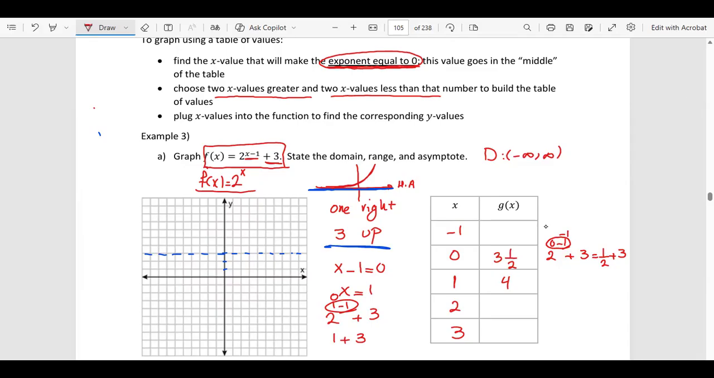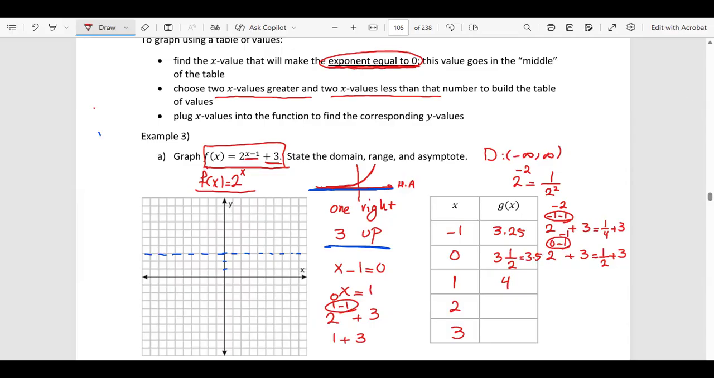Let's replace negative 1. If I replace x by negative 1, the exponent would be negative 1 minus 1, which is negative 2. I have 2 to the negative 2 power. Again, when the power is negative, I will move it to the denominator to make the power positive. And the denominator is 2 to the second power, which is 4. So we have 1/4 plus 3, which is 3.25.